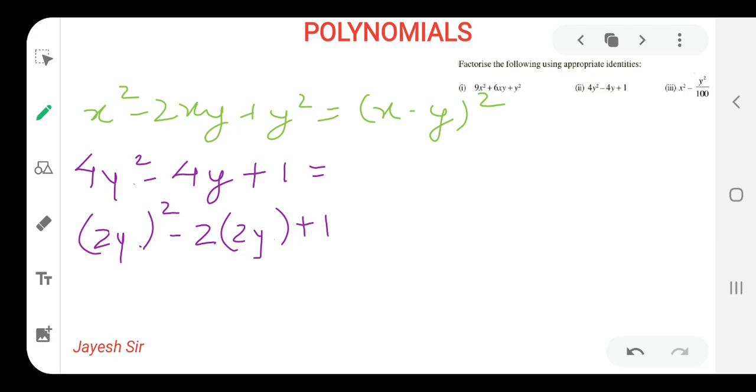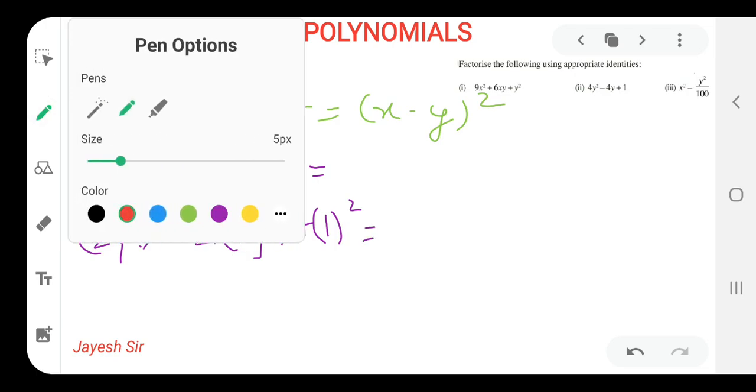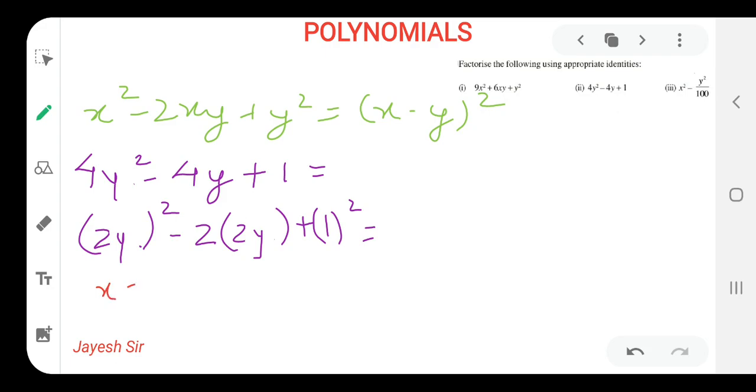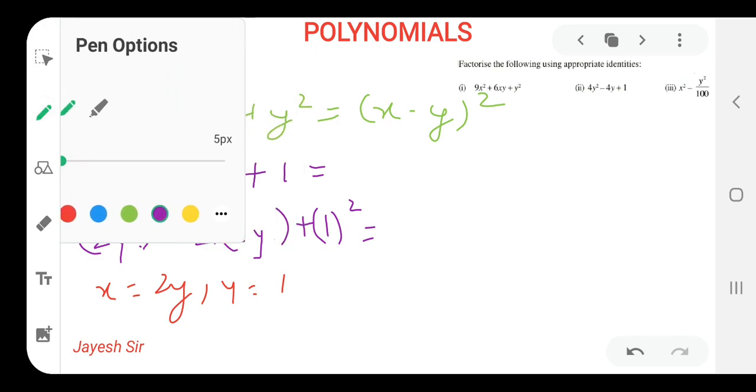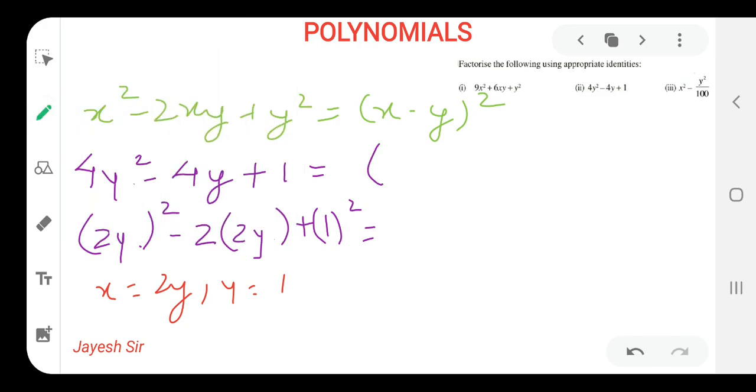By this we can easily identify the value of x and y from the question, and we can try to easily relate it with our question. So from that, what we have got? We have got the value of x as 2y and value of y as 1. So let's just put the value of x and y in the given equation. 2y minus 1 the whole square. So this is our answer, 2y minus 1 the whole square.